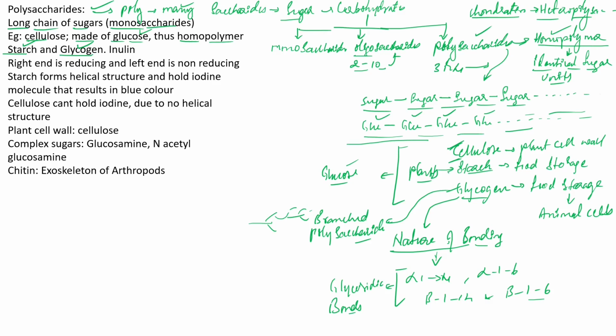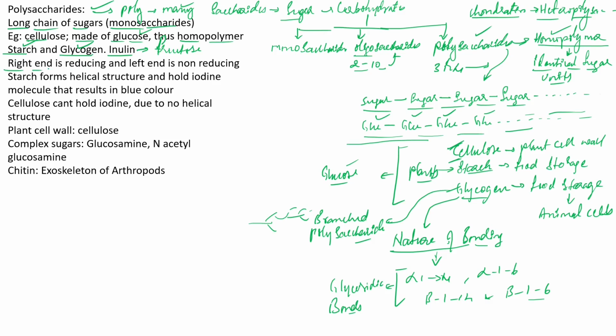Similarly, one more homopolymer in the case of polysaccharides is inulin, which is made up of multiple units of fructose. It is mainly made up of multiple units of fructose. Remember this.